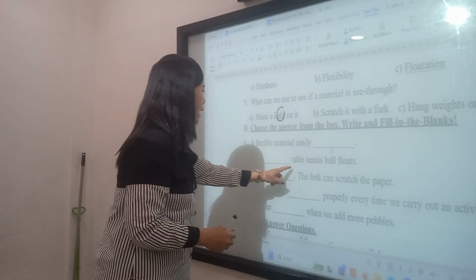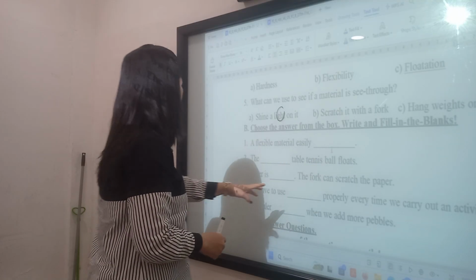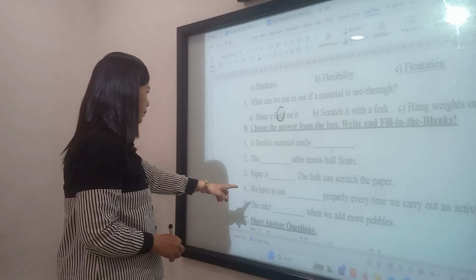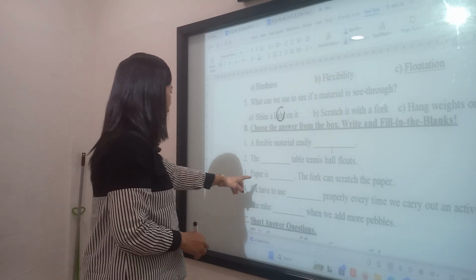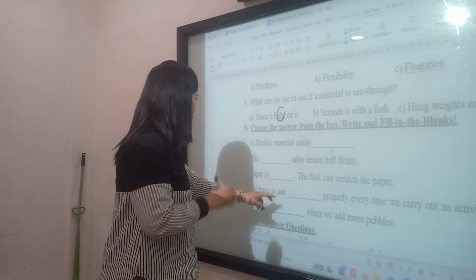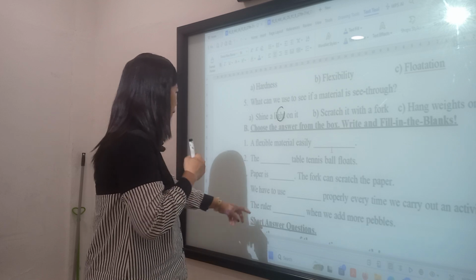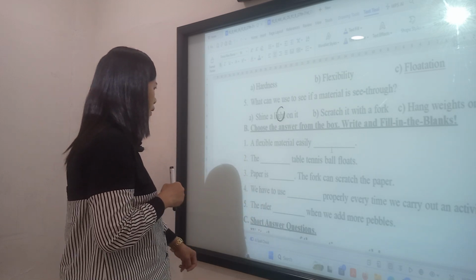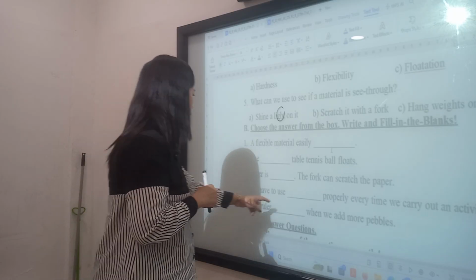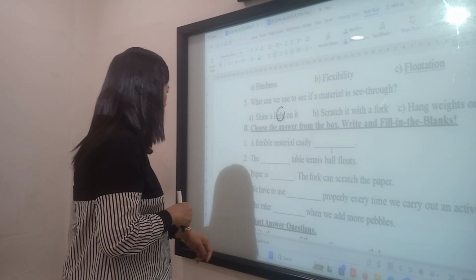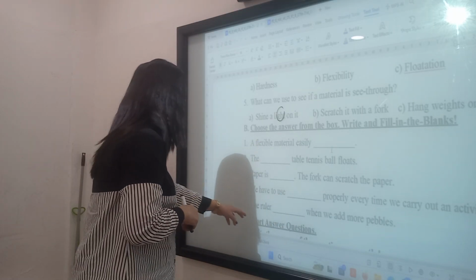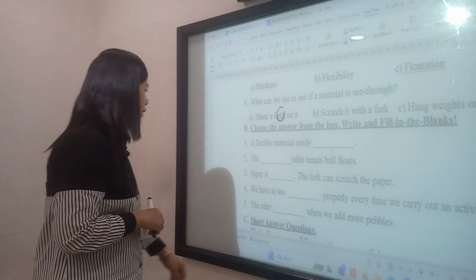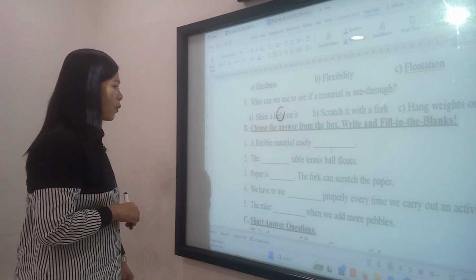The plastic table tennis ball floats. Plastic. Paper is soft. The fork can scratch the paper. We have to use equipment. Next. The ruler bends when we add more pebbles. Yeah.